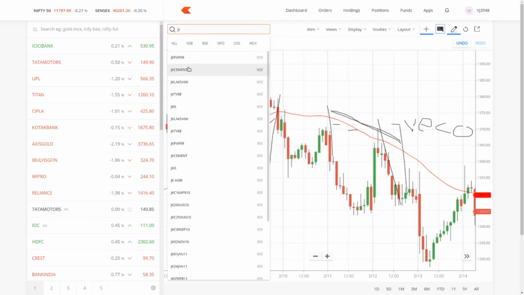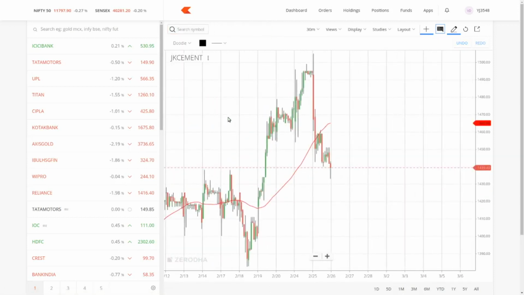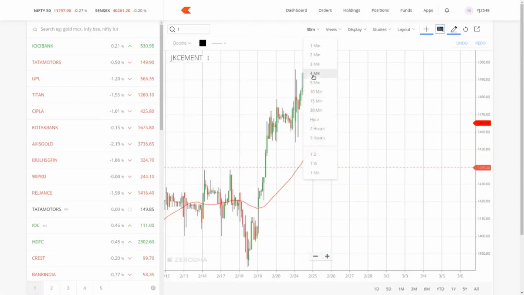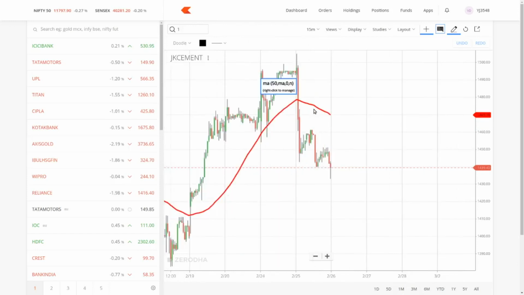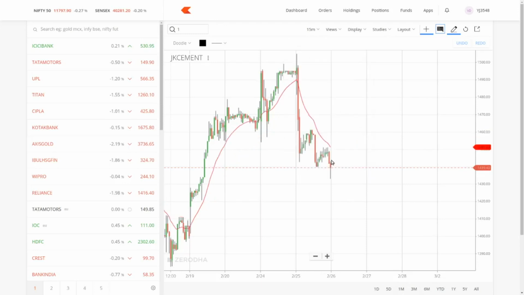So JK cement. I'm just opening that. That scan is run on a 15-minute chart, so let me make it a 15-minute chart. Okay, and let me just edit this to be EMA. I'm just showing here, sorry, close EMA 20 period. That's just to indicate the short form.